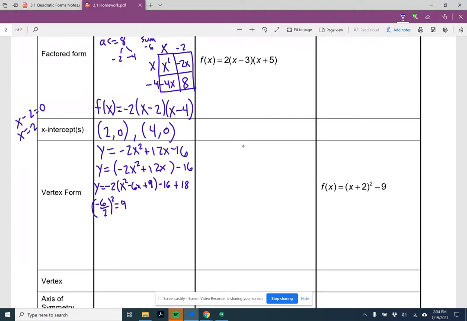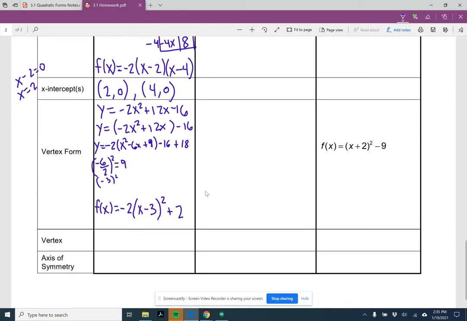I'll go back to f of x because that was our original notation. So f of x equals negative 2. And I want you to get comfortable with the idea that f of x and y are the same thing. Take your trinomial, write it as a binomial squared. Remember how it's x and then the b over 2, which our b over 2 is negative 3. Negative 16 plus 18 is 2. So there's our vertex form.